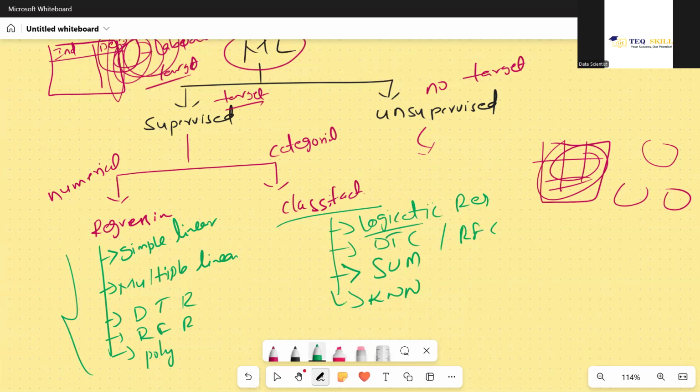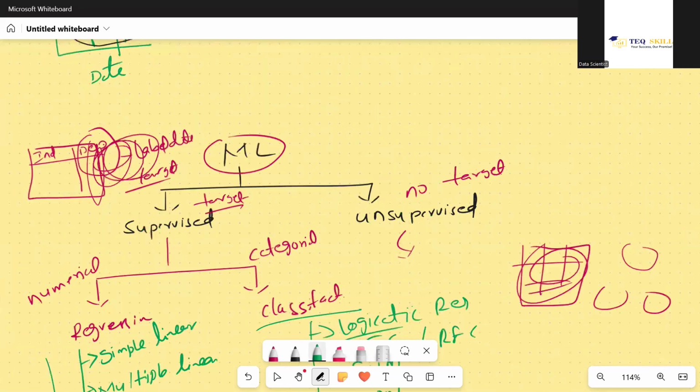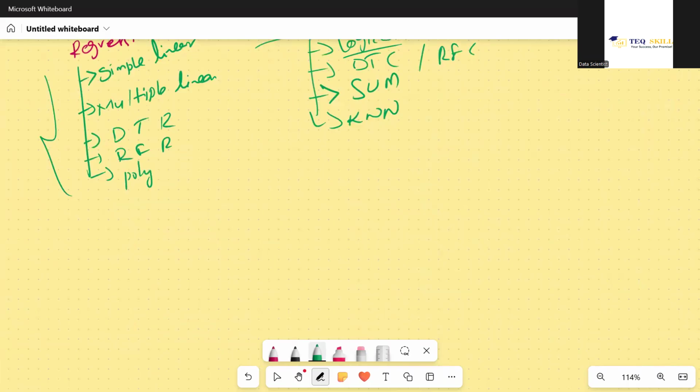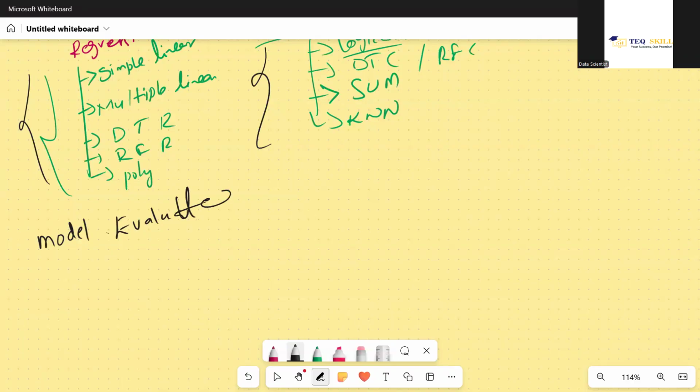But once your model has been created, once it has been generated, model evaluation is important. With the help of these algorithms, we can build or develop the model. Once the model has been built, we need to evaluate it. So how can we evaluate it? If it is regression, we have various metrics. Let's talk about them one after another.